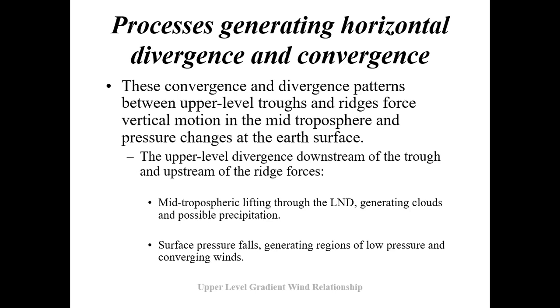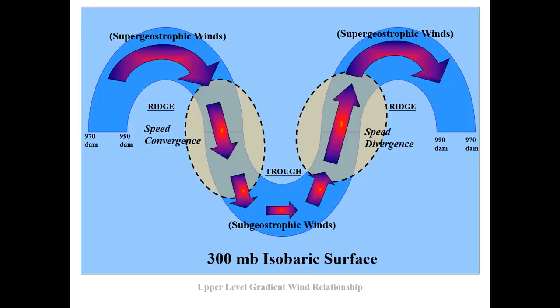The surface pressure will fall. You'll notice your barometer will have a falling tendency. It's going to generate regions of low pressure and converging winds right in the speed divergence area. So you notice how your arrows, your big arrows here on this diagram, they represent your wind flow through the main jet stream axis. And so as you go out of the trough, see how the arrows are pointing up out of the trough? That's showing an area of speed divergence.